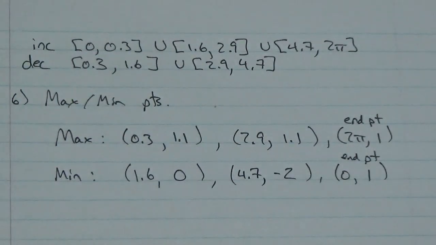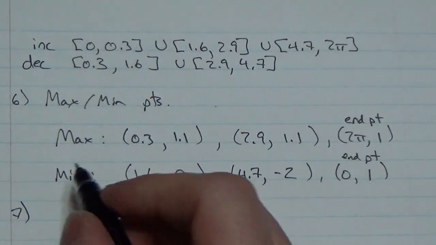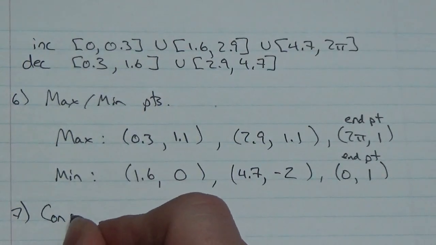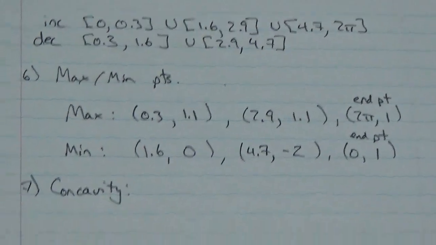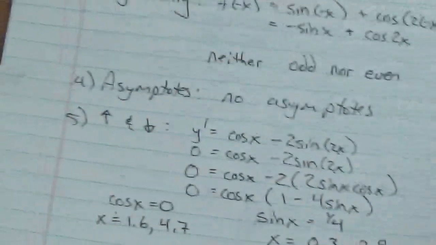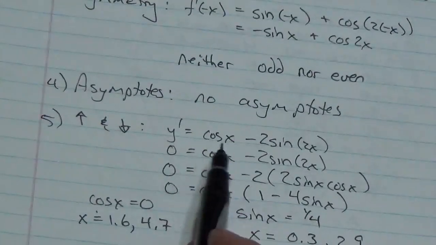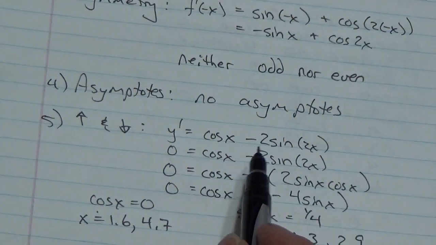All right, now, what's next will be concavity. This is going to require me to take the second derivative, okay? Now, let's flip back here. Bear in mind that my first derivative is the cosine of x, and my second derivative, the other part of that is going to be -2 sine of 2x.